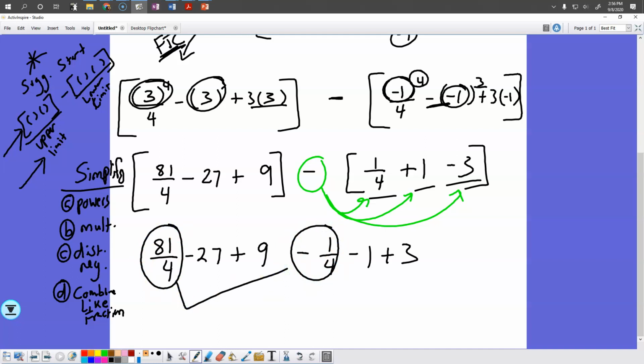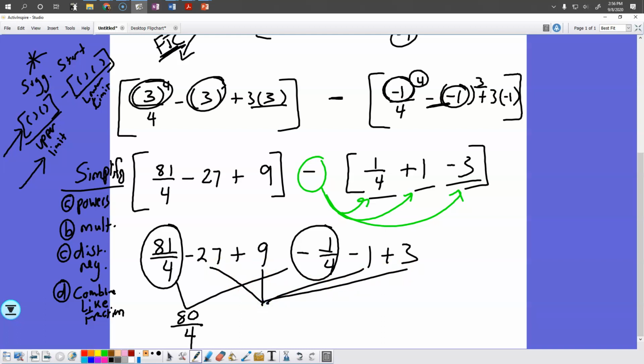What's 81 fourths minus 1/4? Well, you subtract 81 and 1, and you get 80/4. Now, you would do the same thing if you had other fractions up here. I don't have any other fractions. So now I'm just going to combine the rest of these numbers that are together here.